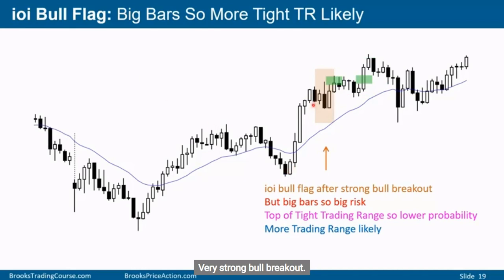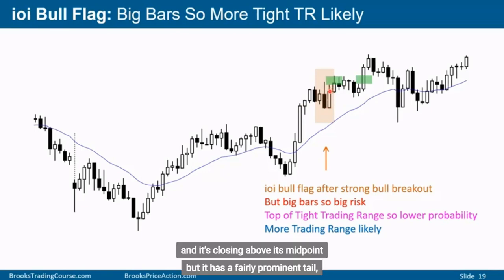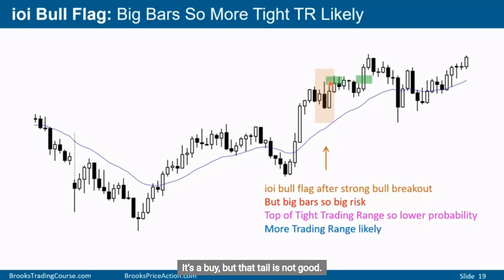Very strong bull breakout, possible measuring gap. This could be a breakout test of that, and it could lead to a swing up. We have a bear outside bar, and then the next bar is a bull bar, and it's closing above its midpoint, but it has a fairly prominent tail. And we have a bear bar here, sideways now for 5 bars. It's a buy, but that tail is not good.